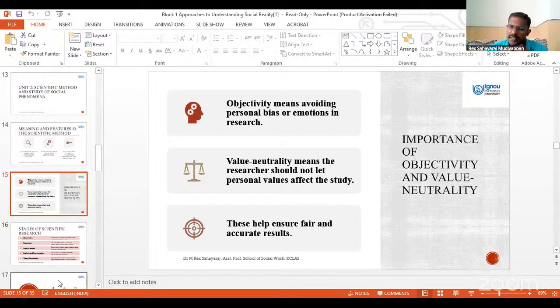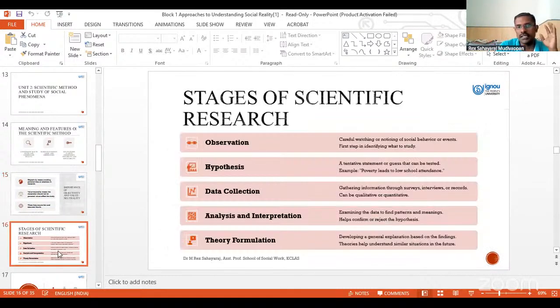So what it means is, whether objectivity, controlling emotions, or value neutrality, it all helps ensure fair and accurate results. That we should keep in mind. If I do this, I will ensure a fair and accurate result, so that I can come to a conclusion or fact which is highly reliable, highly replicable. If we lose all those things, then the replicability gets challenged. The evidence for my fact gets challenged, right? So it is very important.